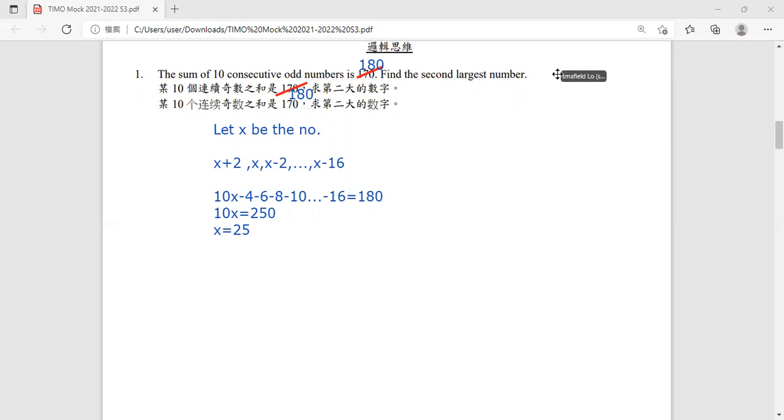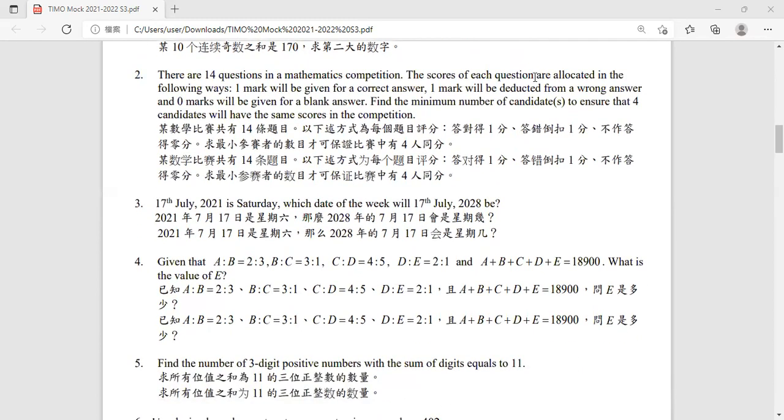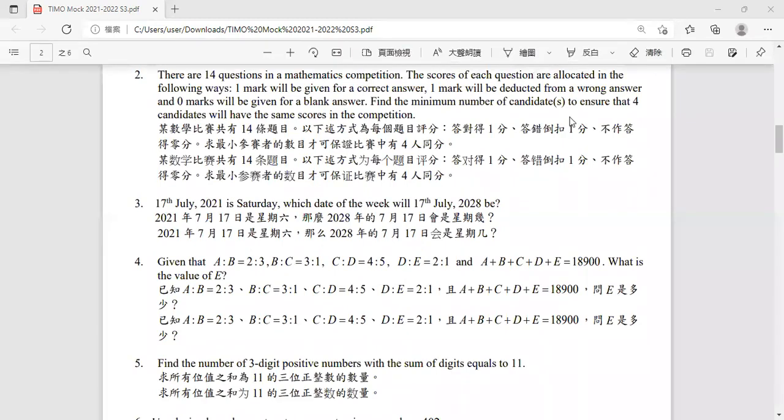Okay, question 2. There are 40 questions in a mathematical competition. The scores of each question are allocated in the following ways. 1 mark for a correct answer, and minus 1 mark for a wrong answer, and 0 marks for a blank answer. Find the minimum number of candidates to ensure that 4 candidates will have the same scores in the competition.